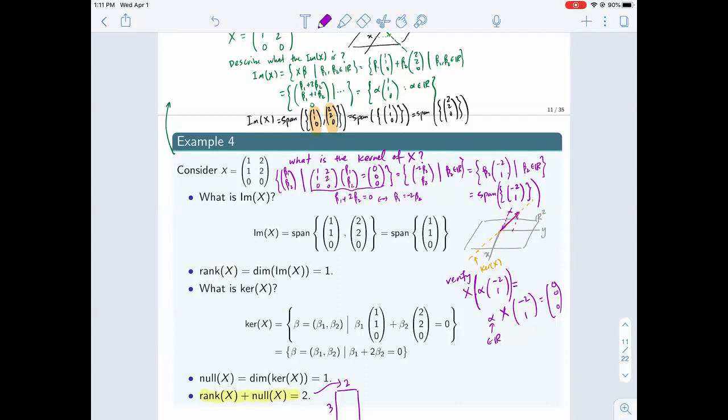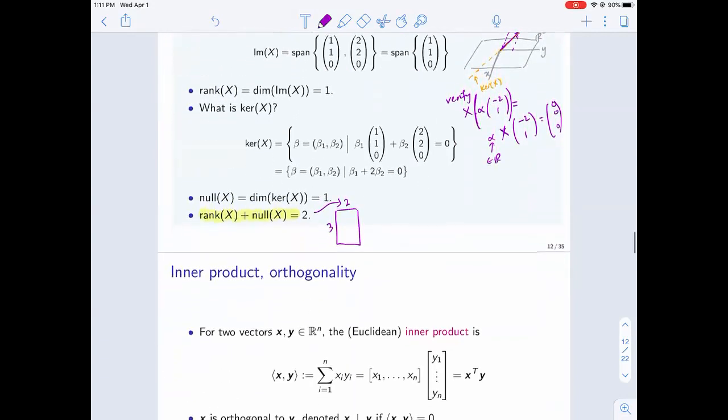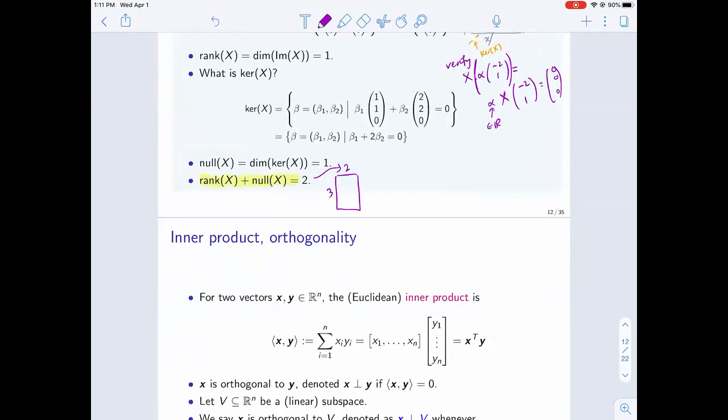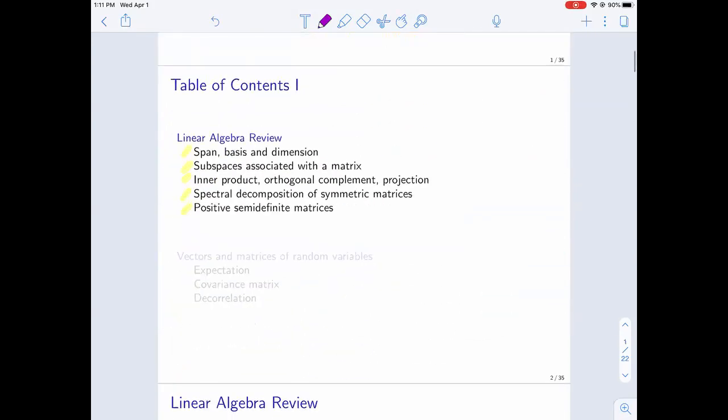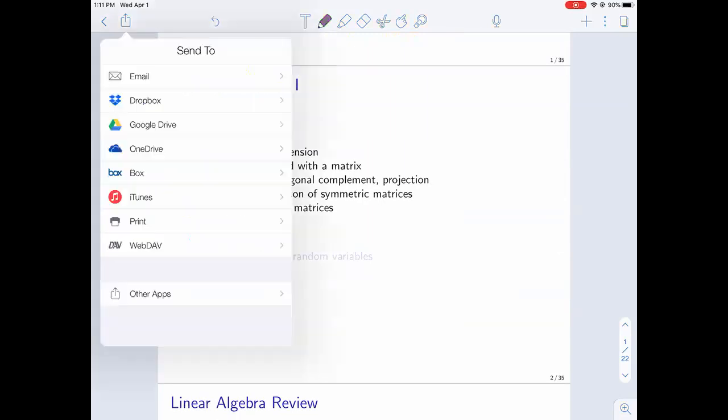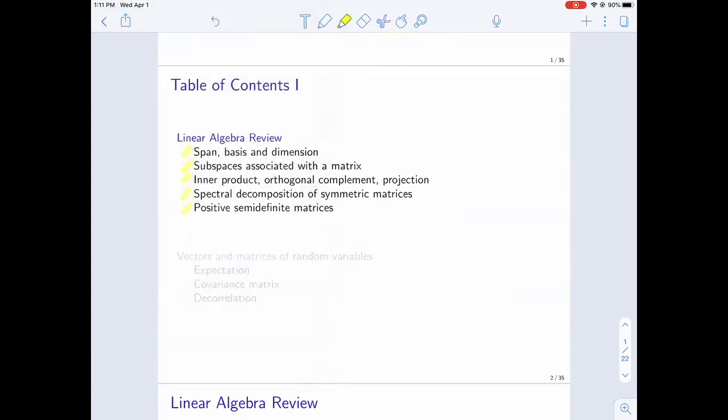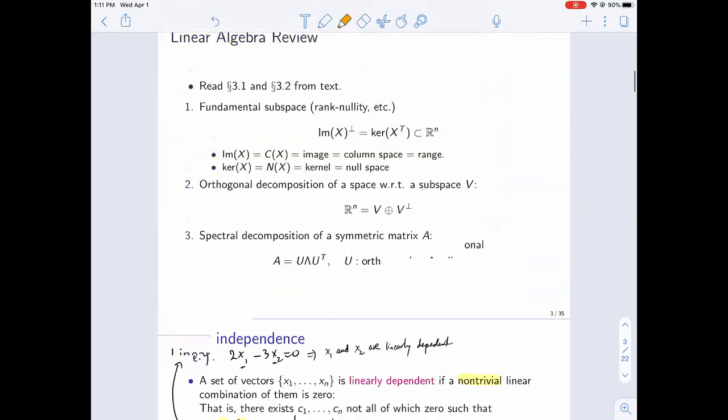Okay, good. So what is the next topic? Questions? So we talked about a couple of other bullet points that I had early on. If you recall, we have talked so far about span, basis, and subspaces associated with the matrix. Now I would like to talk about the inner product, and then the notion of orthogonality and projection.